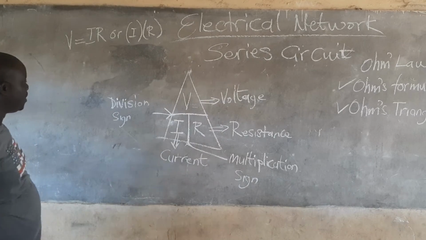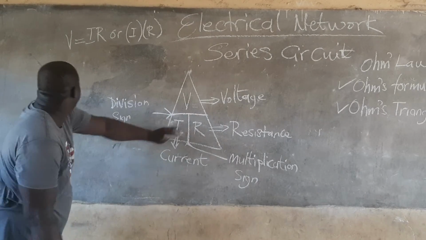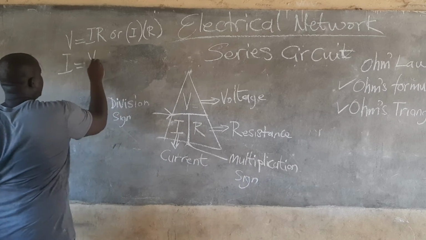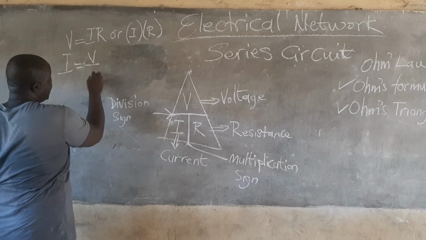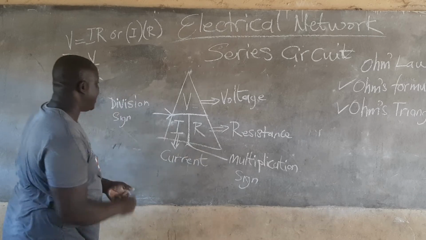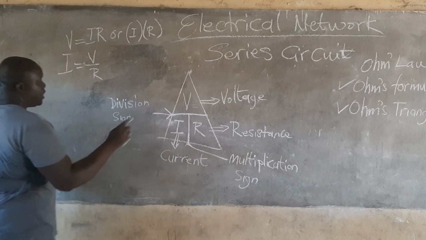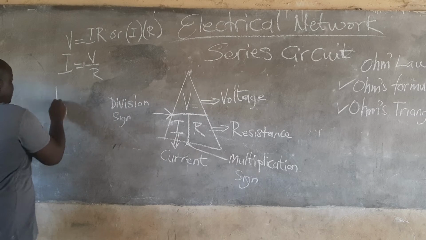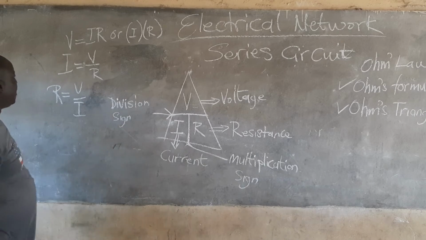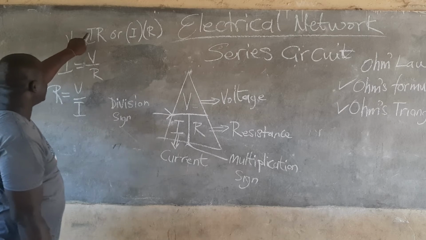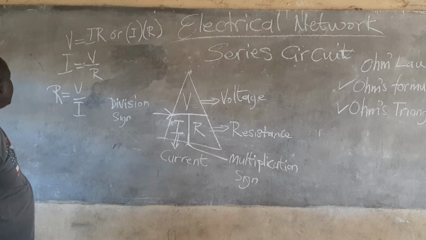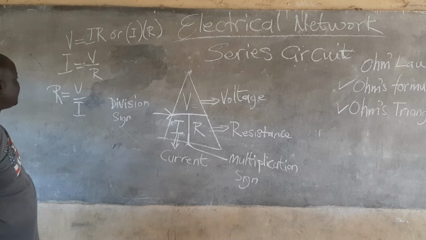If you want to find I, then we can say I is equal to V over R. If you want to find R, you place your hand on it, which means R is equal to V over I. Okay. This one is a voltage formula, this one is a current formula, and this one is a resistance formula.